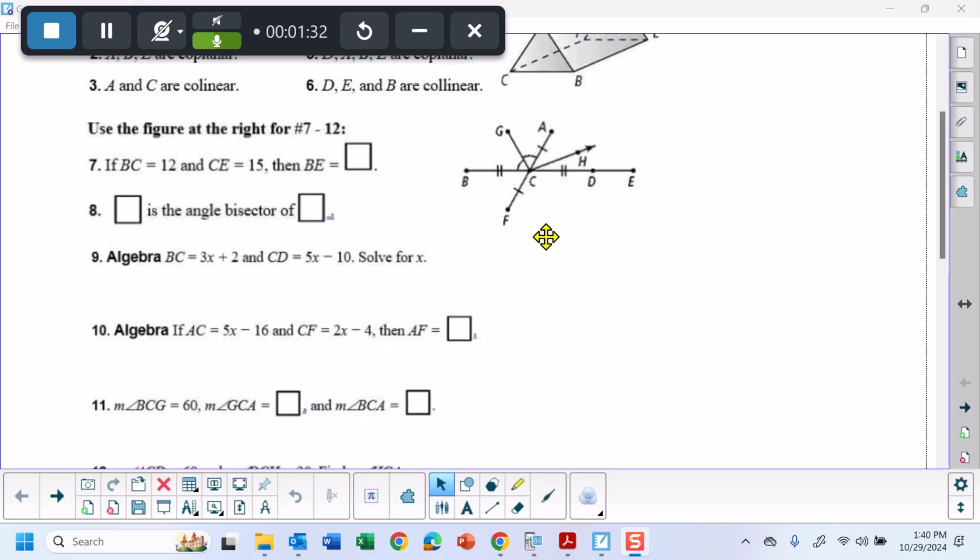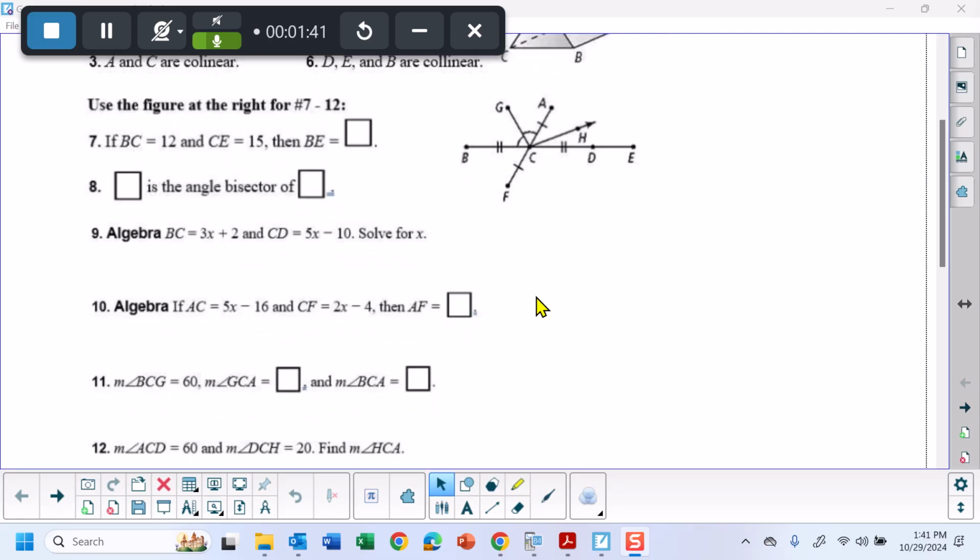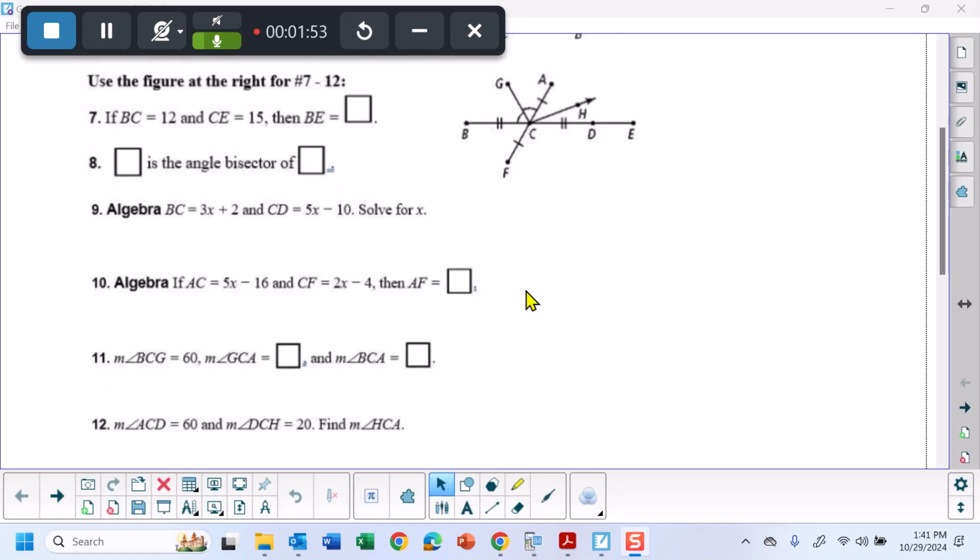If angle BCG is 60, angle GCA is also going to be 60 because they're congruent, and BCA is going to be their sum because of angle addition. If angle ACD is 60 and angle DCH is 20, that means that HCA is going to have a measurement of 40. Questions on that diagram?